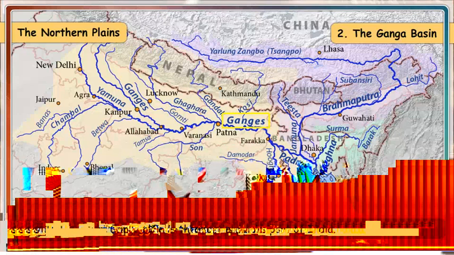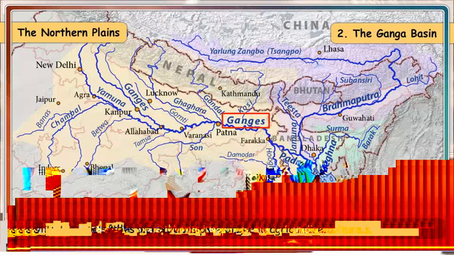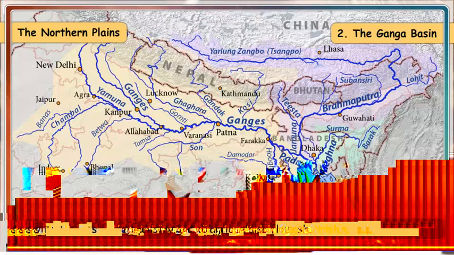The Ganga Plain is the most populous part of India. People of this plain are mainly engaged in agriculture. Trade, industry and commerce also flourish.